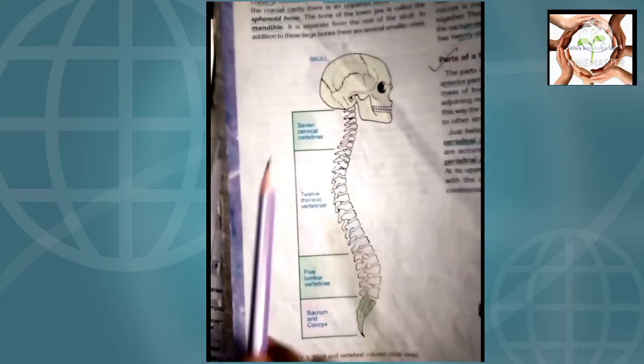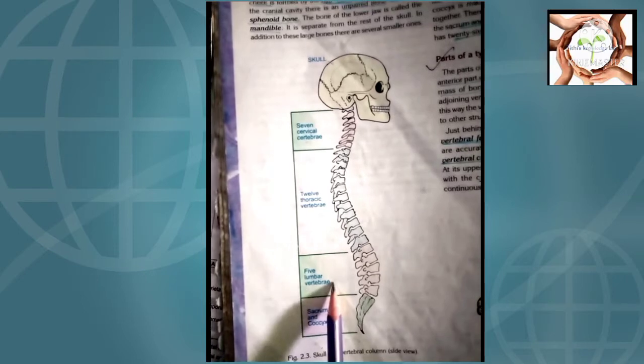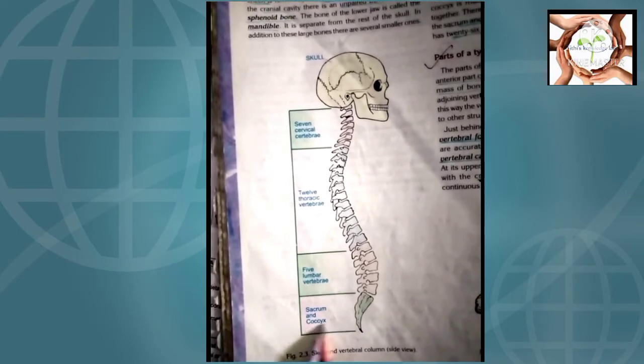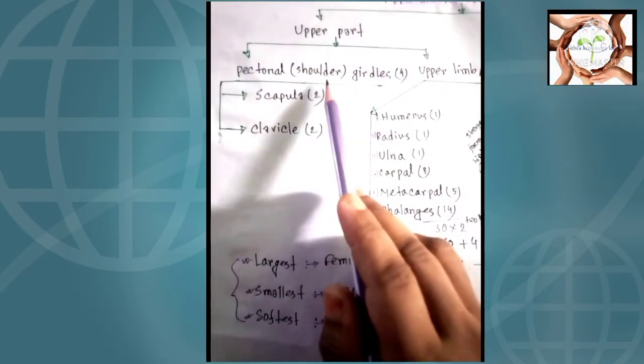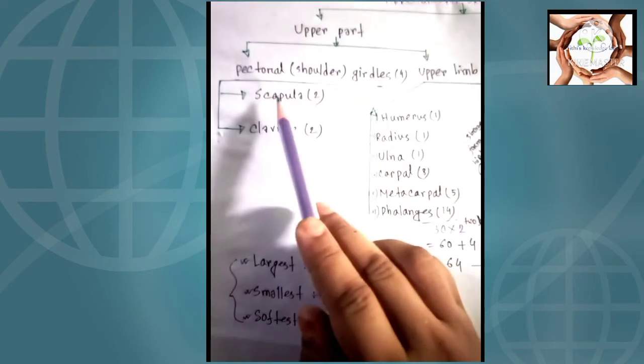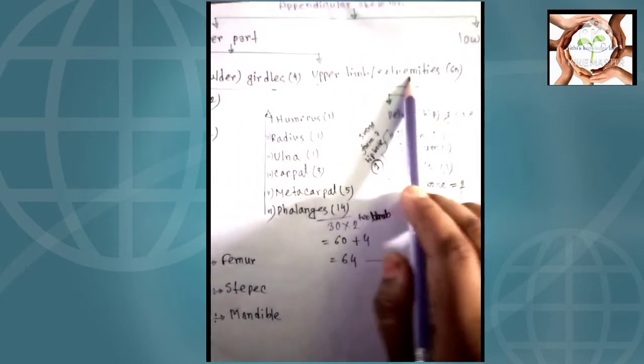In the figure, this is the cervical vertebra, thoracic vertebra, lumbar vertebra, sacrum and coccygeal vertebra. Now the appendicular skeleton. It has two parts, upper part and lower part. The upper part contains the pectoral or shoulder girdle and upper limb or extremities. The pectoral or shoulder girdle contains scapula 2 and clavicle 2, total 4, and upper limb or extremities, total 60.